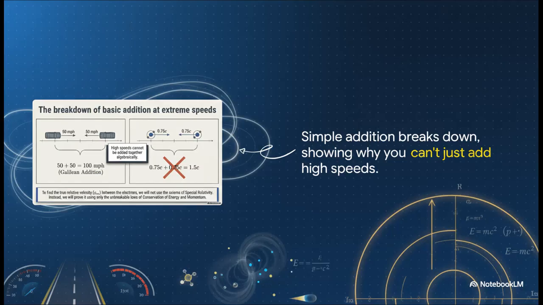You've got two cars heading toward each other, each going 50 miles an hour. The relative speed? Easy. It's 100. Our everyday math works just fine. But what happens when we swap those cars for electrons moving at, say, 75% of the speed of light? Well, you can't just add them up. It doesn't work. So why does our basic intuition just completely fall apart at really high speeds? And for that matter, why is there a cosmic speed limit at all?